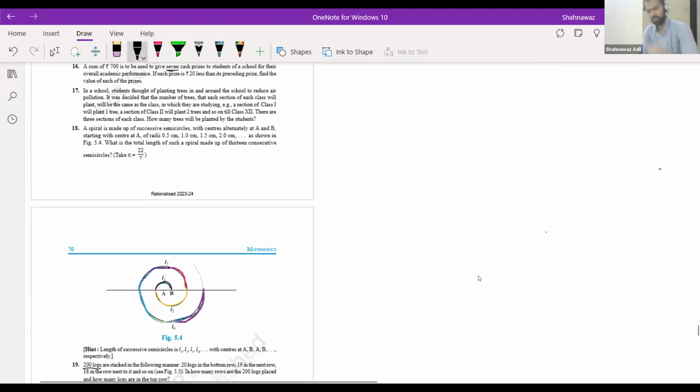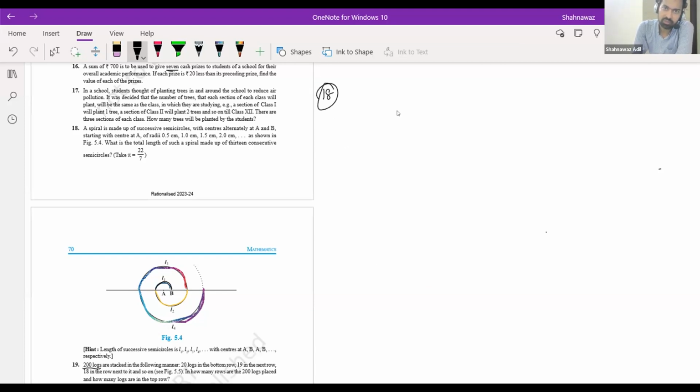Okay, so next is triangle, coordinate geometry, and trigonometric ratios. At least we should reach that. We should complete these chapters.